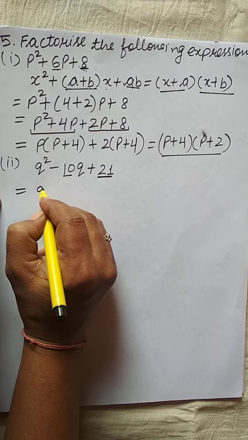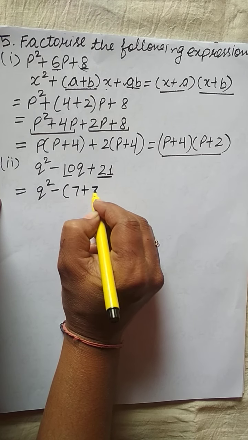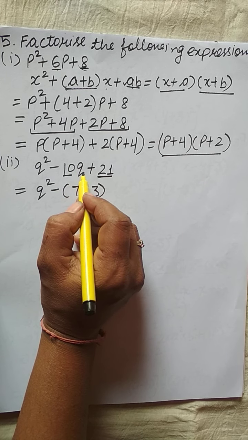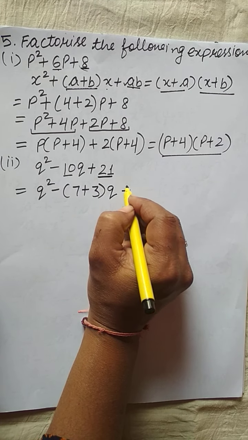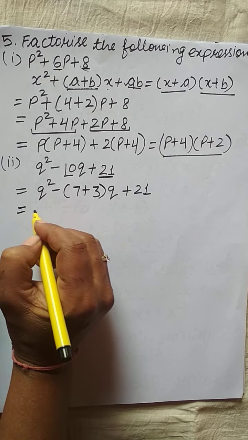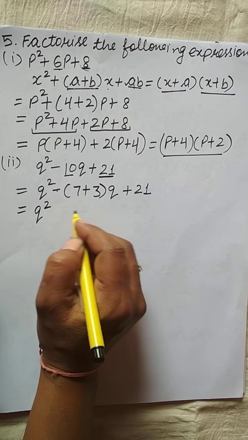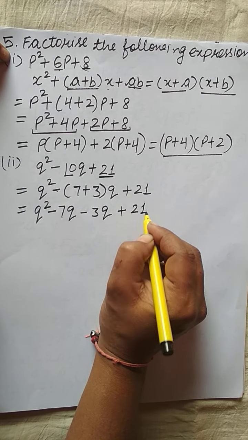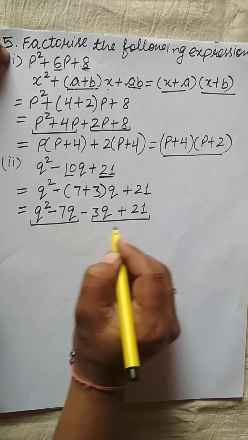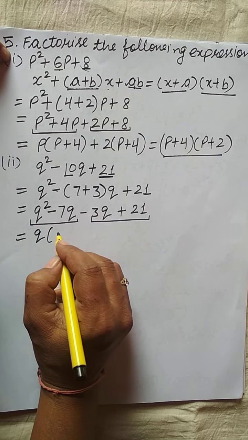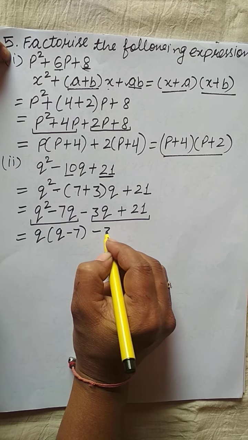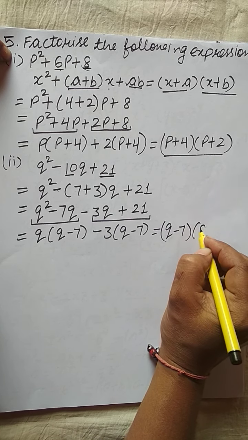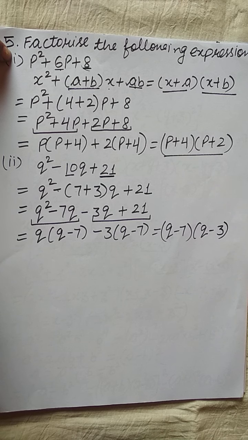So q square minus 10q can be written with 10 as 7 plus 3. I have split the middle term as 7 plus 3 into q plus 21. Now open the bracket, it becomes q square minus 7q minus 3q plus 21. Now make the groups of the first two terms and last two terms. Take the common factors. It becomes q into q minus 7 minus 3 into q minus 7. So which is equal to q minus 7 into q minus 3, which is the required factor.